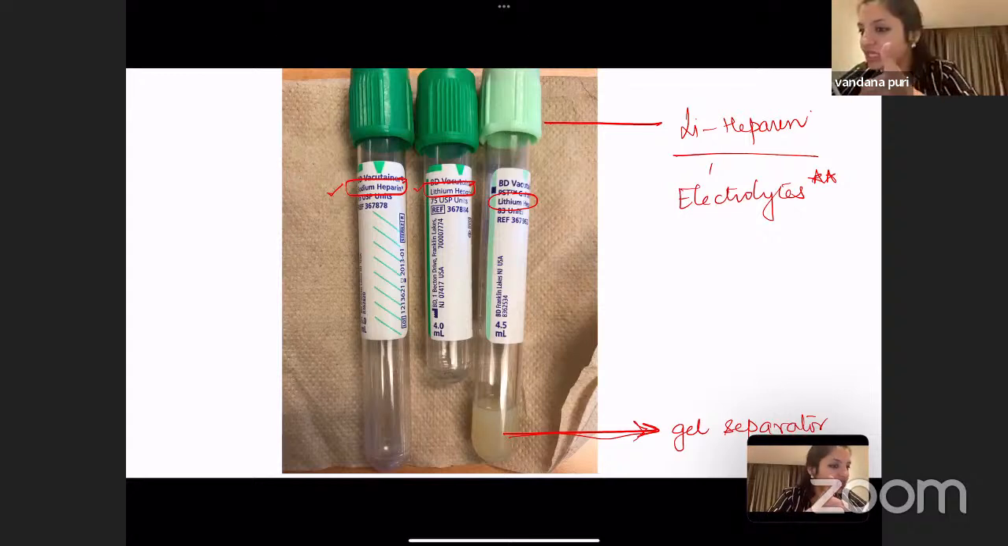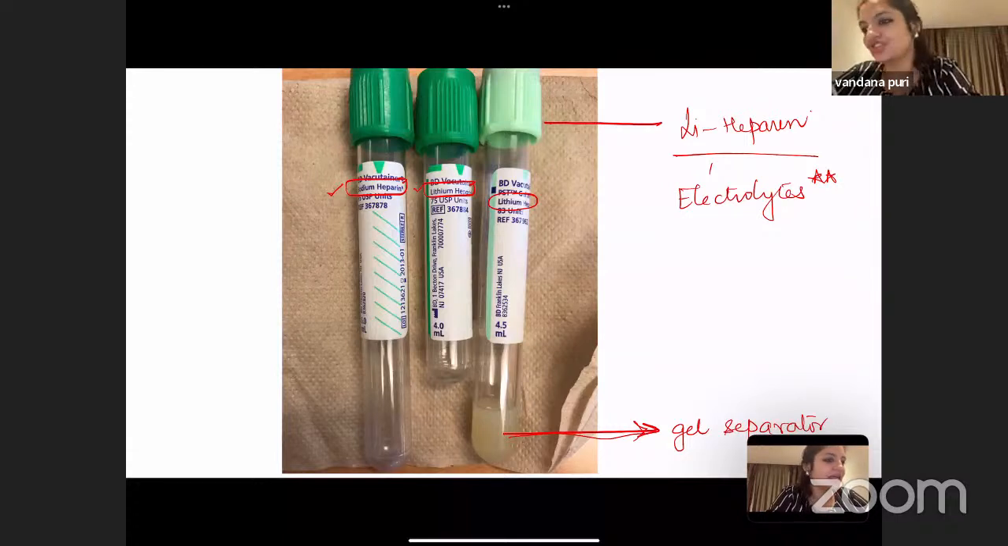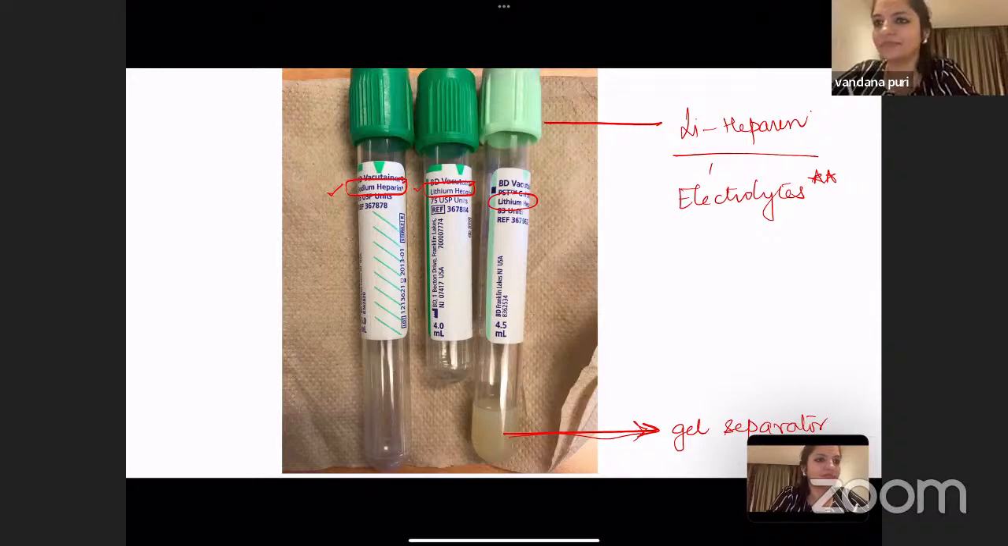So osmotic fragility, blood gas analysis, and flow cytometry can be done either on EDTA or heparin, and for fish, heparin is the preferred anticoagulant. Okay, so that's what you have to remember. So why is it light green color? What is the difference between light green and dark green color? Light green has a gel separator and it is lithium heparin, which you should be remembering.